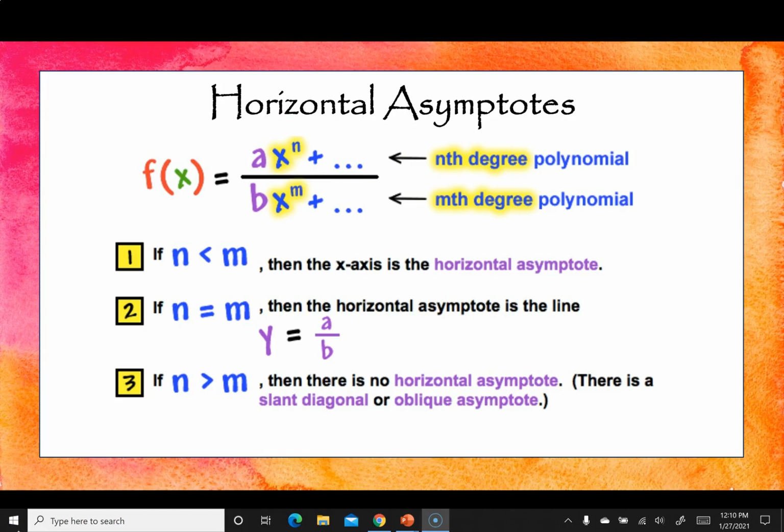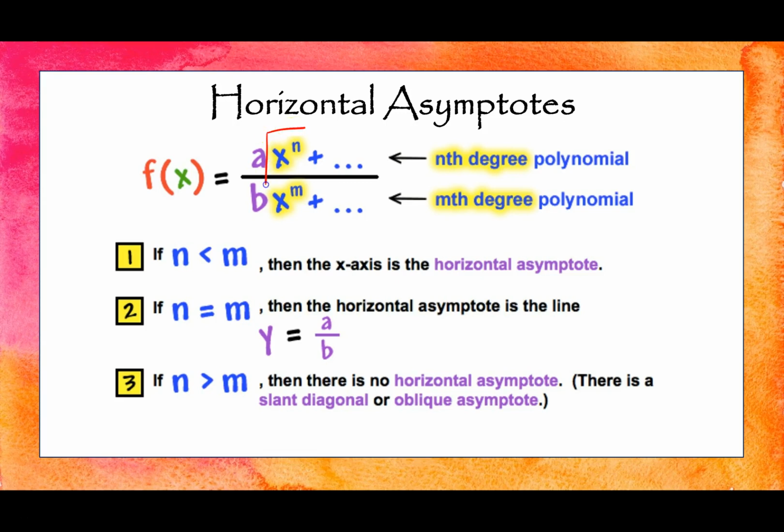It's time now to compare your highest degree exponents. So notice how these are in yellow. We are basically taking our two highest degrees and we're comparing them. If in the numerator your number here is smaller than your number here, n is less than m, then you have a horizontal asymptote at the x-axis.